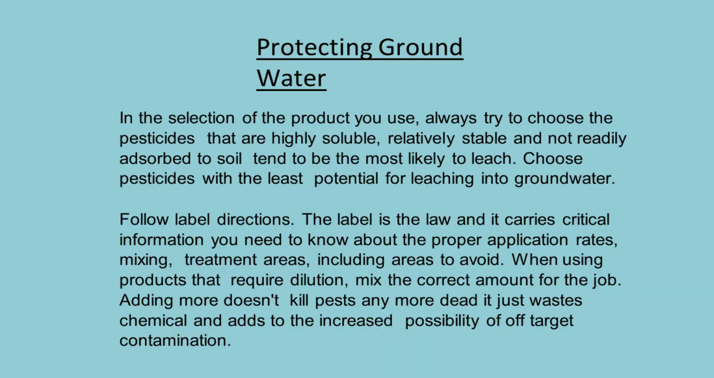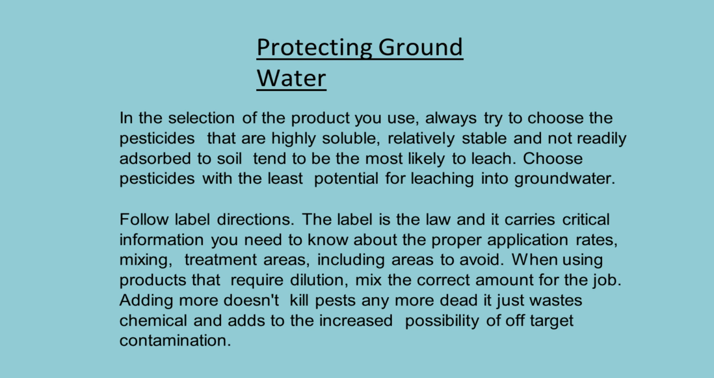Protecting groundwater. In the selection of the product you use, always try to choose pesticides that are highly soluble, relatively stable, and not readily absorbed to the soil tend to be the most likely to leach. Choose pesticides with the least potential for leaching into groundwater.